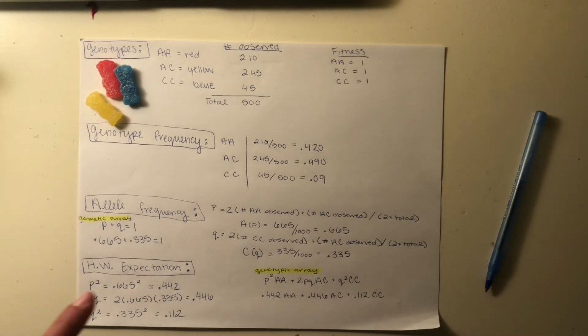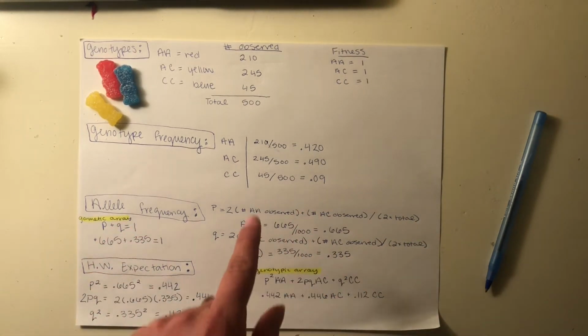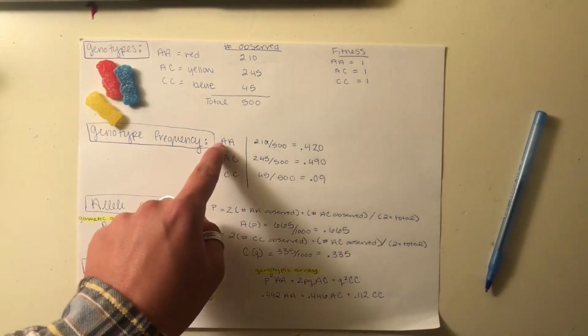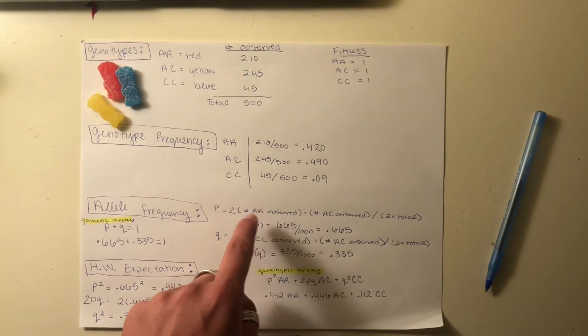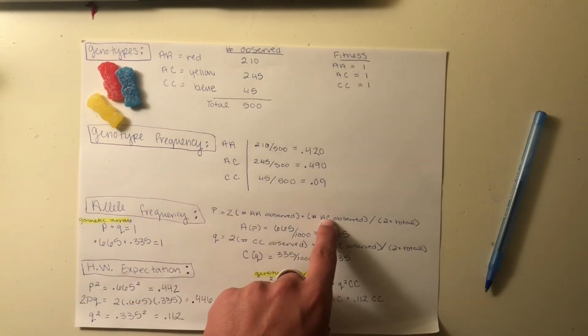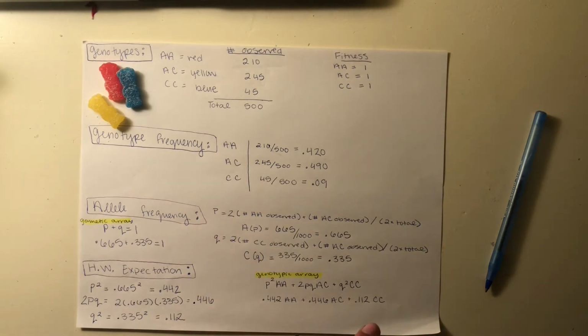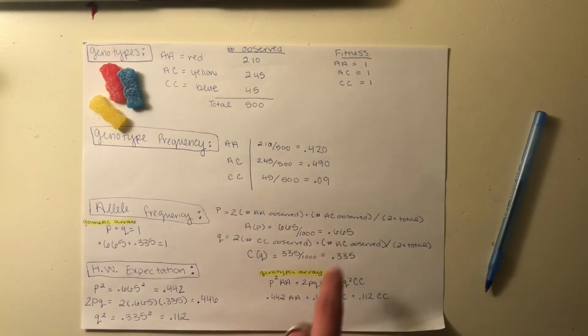Now, to find the allele frequency, we'll plug it into this equation here. You can see that in this AA, there's 2 A alleles. That's why we're going to multiply this number by 2. And here there's only 1 A allele. That's why we're not multiplying it by 2. We're just adding that number. We're going to divide it by the total number of alleles, which is the total number times 2. And you will get the p and the q.